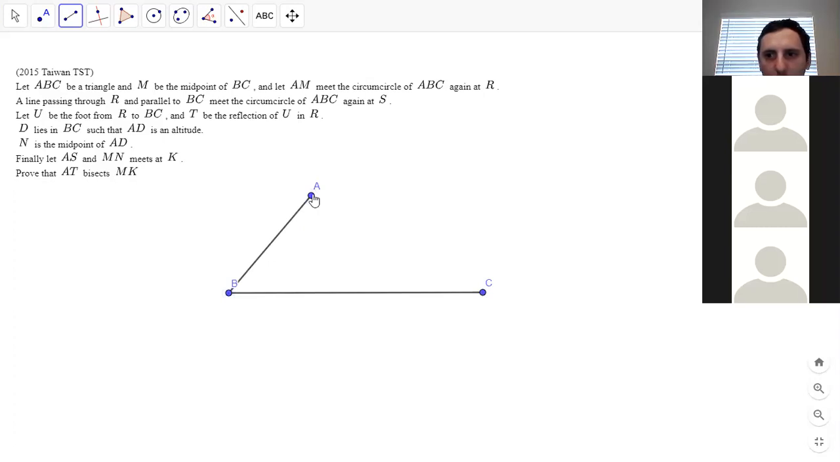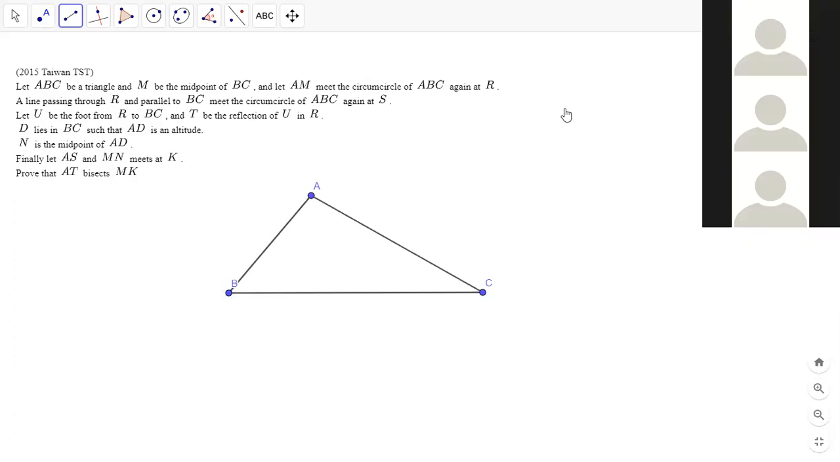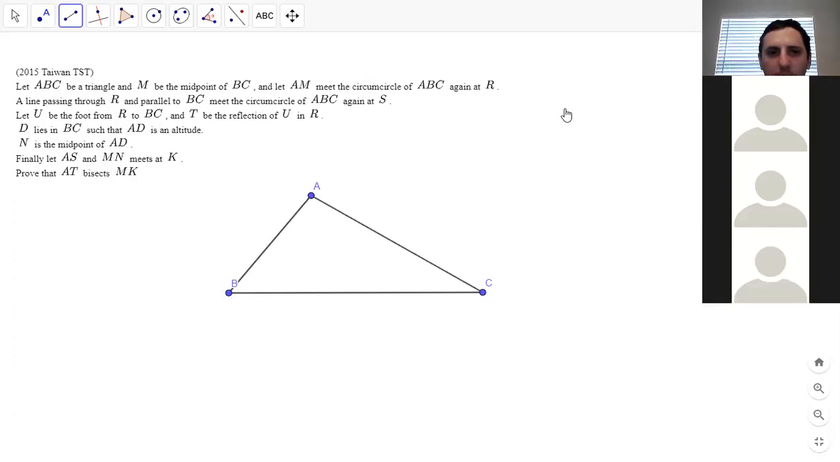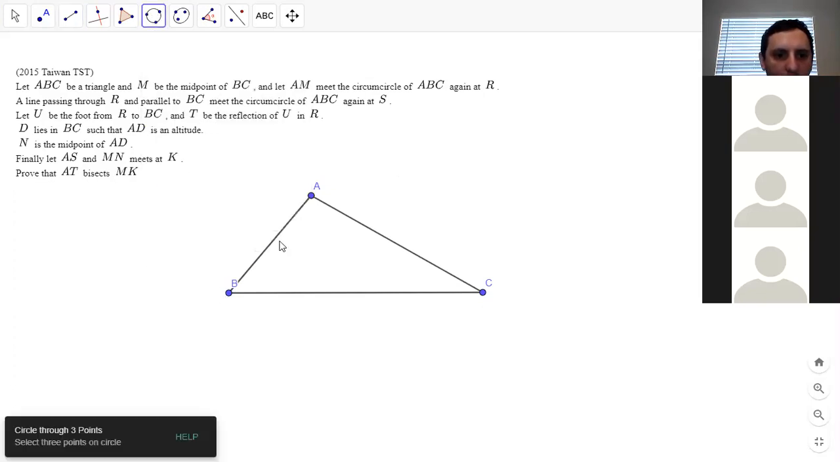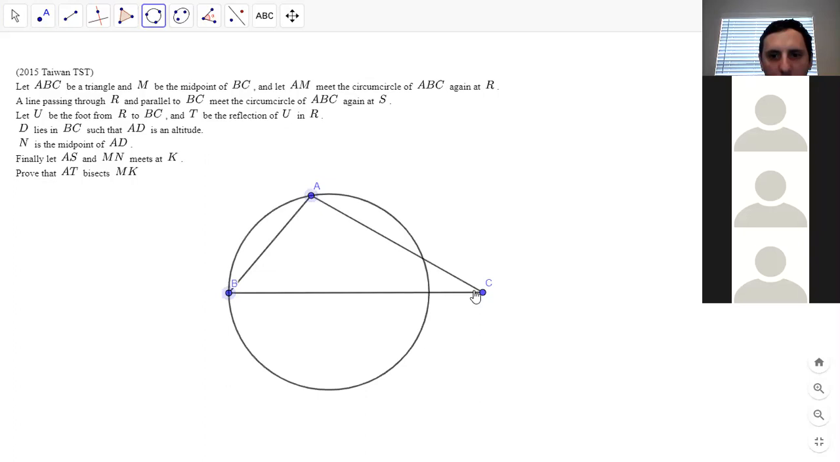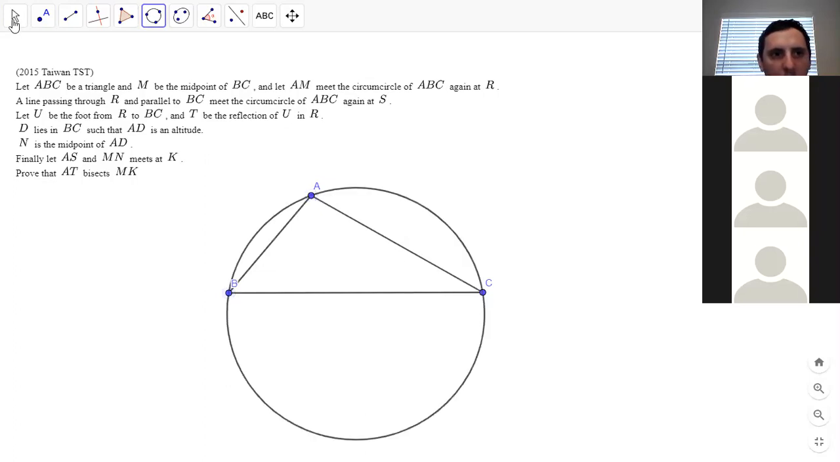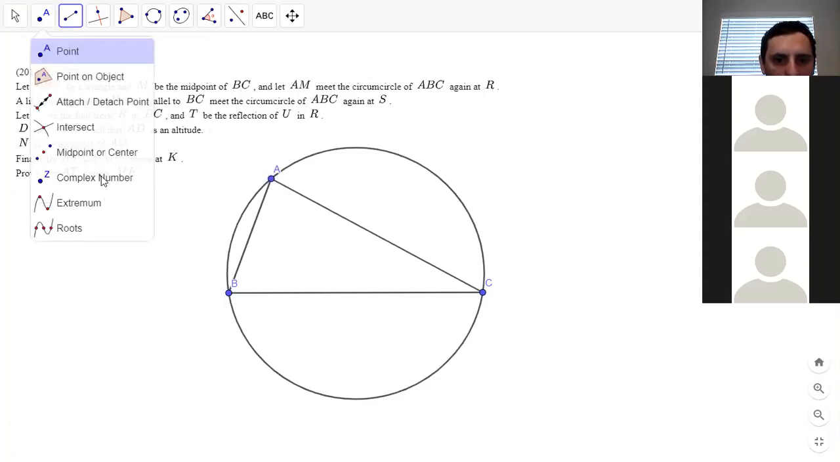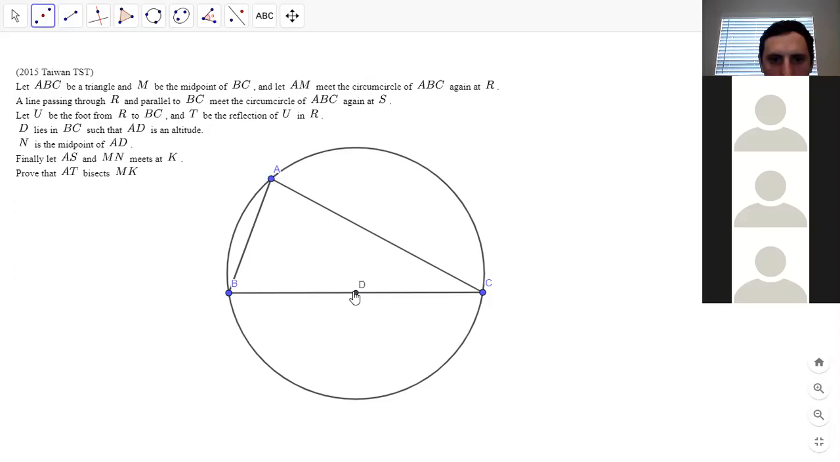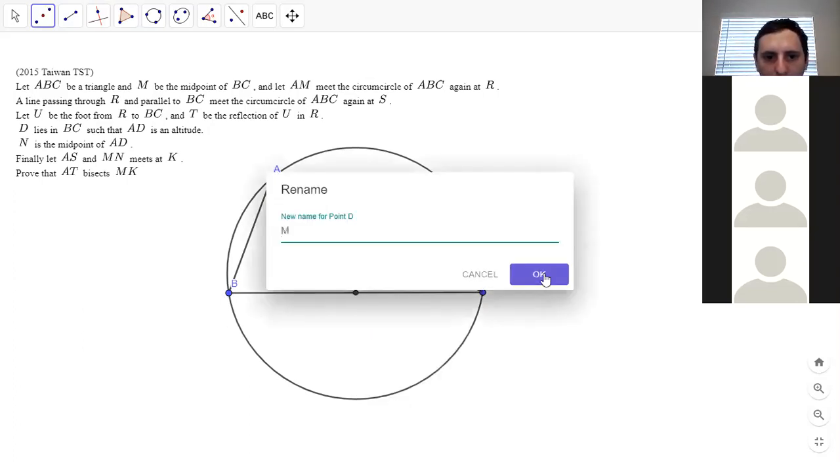So you have a triangle ABC. M is the midpoint of BC. Let me check who we still have on. Oh, it looks like Serdar had to hop off. So M is the midpoint of BC. And AM meets it at R.